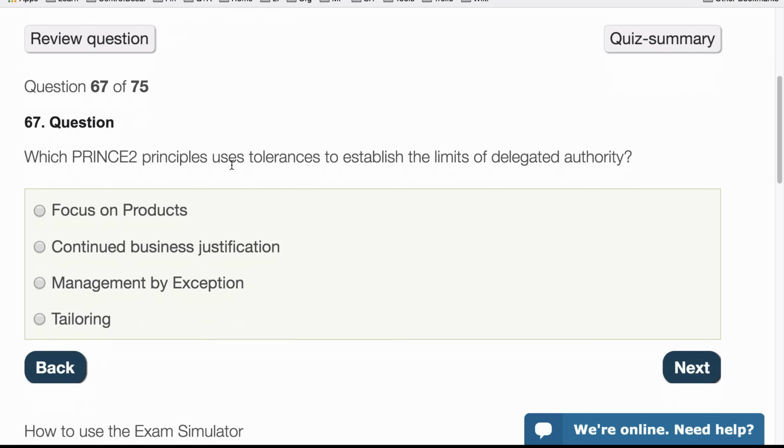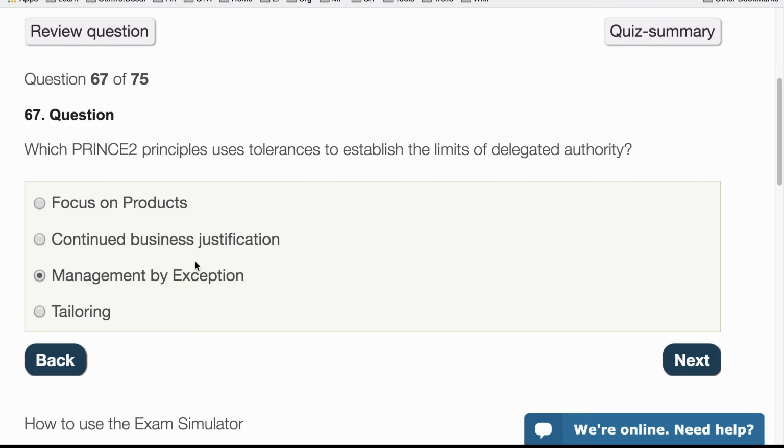Which PRINCE2 principle uses tolerance to establish the limits of delegated authority? So the key words here are delegated authority. When we delegate authority to the level below, they can carry on and take care of issues that might pop up within their tolerance level. So focus on products, no. Continue business justification, no. Management by exception, this is it. It says to allow the person or the level below to get on with their work, and if there's a big issue, then report it up to the next level.